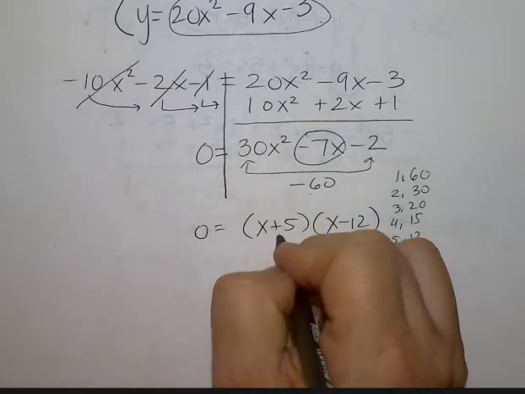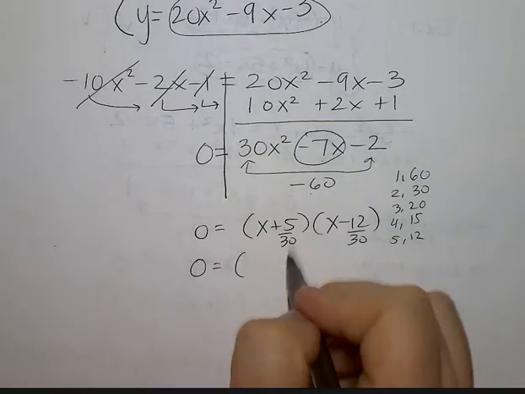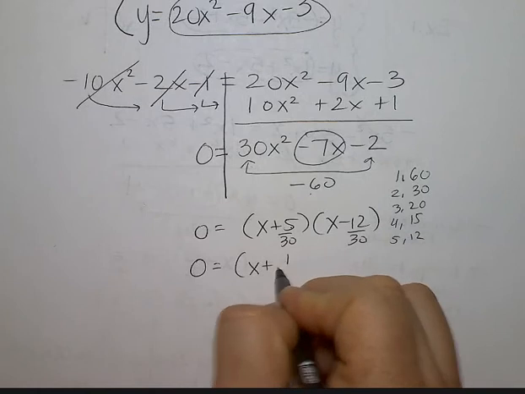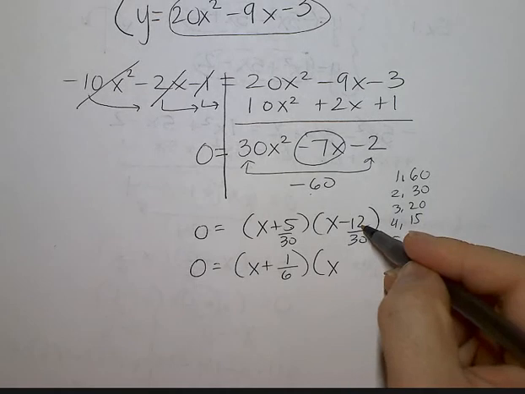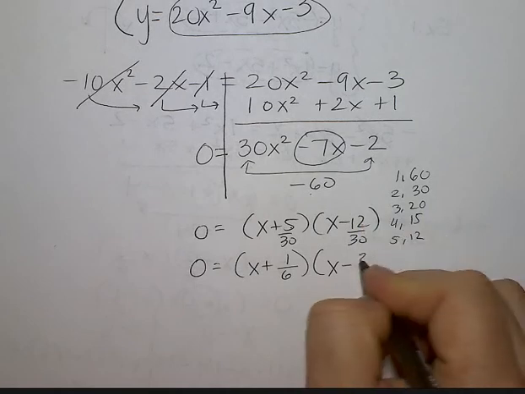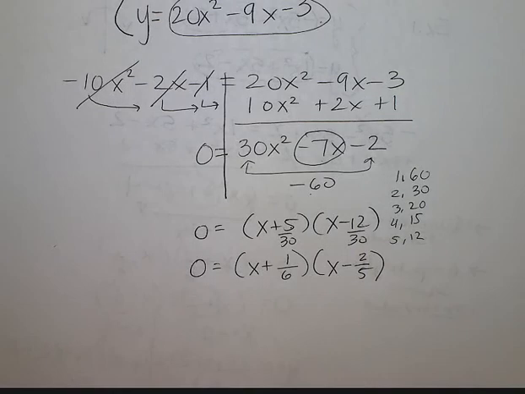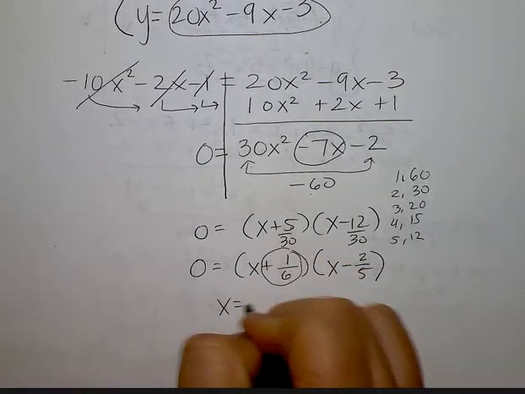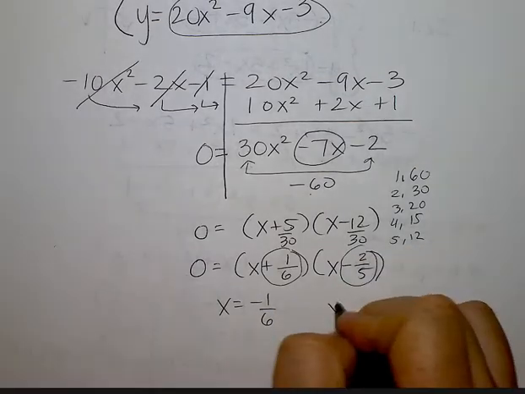Take the leading coefficient and place it underneath each. And then reduce the fractions if possible. 5 divided by 5 is 1. 30 divided by 5 is 6. 12 divided by 6 is 2. 30 divided by 6 is 5. So one x value is negative 1/6. The other is positive 2/5.